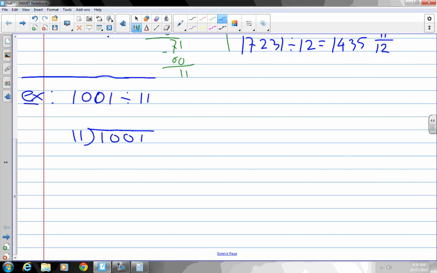So then, how do we proceed? So what do we do? 11 and the first two numbers, is that going to work? 10, does 11 go into 10? So you have to go further, all the way to 100. How many times does 11 go into 100? 9, right?